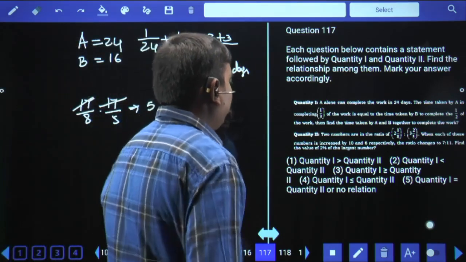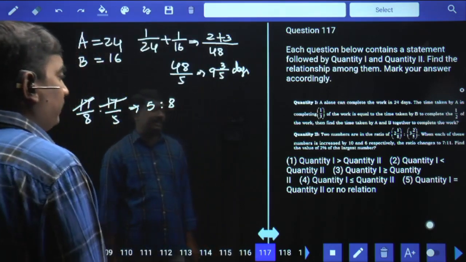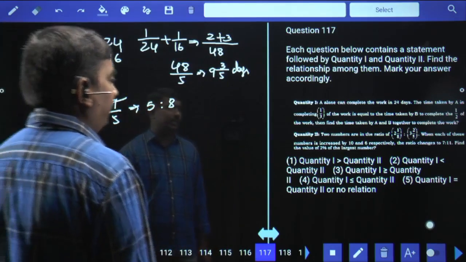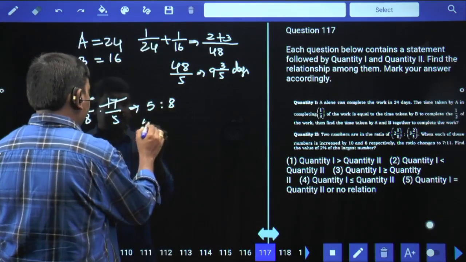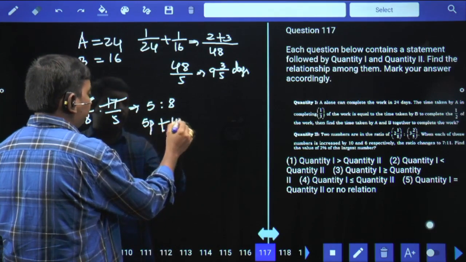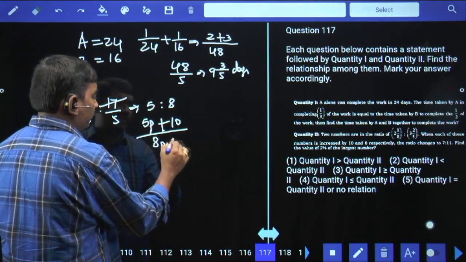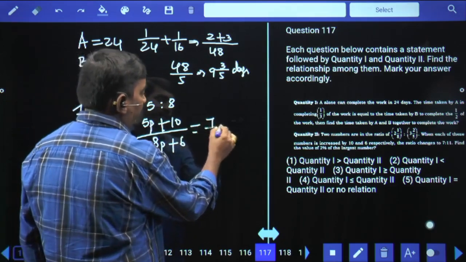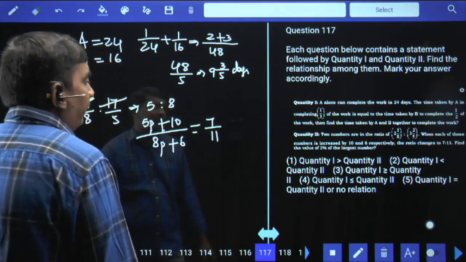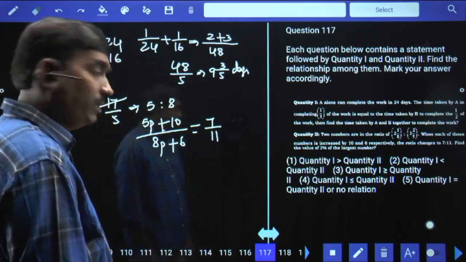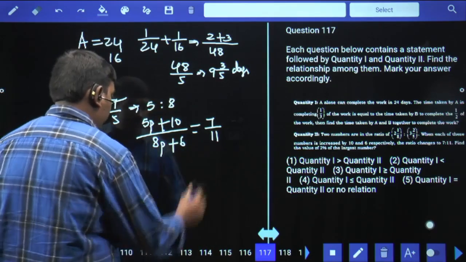When each of these numbers is increased by 10 and 6 respectively, the ratio changes to 7 is to 11. So 5 parts plus 10, 8 parts plus 6, then the ratio becomes 7 is to 11. Find the value of 2% of the larger number.